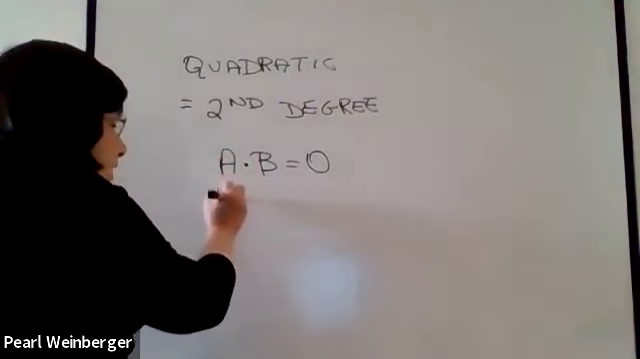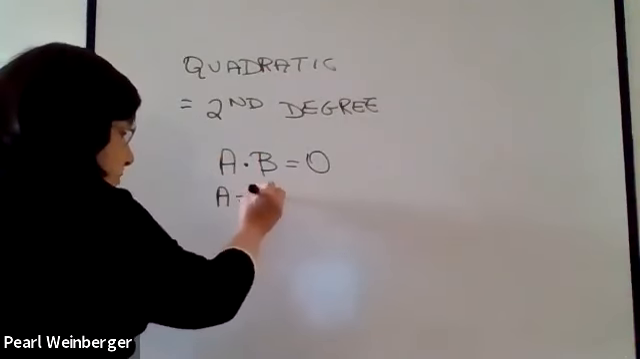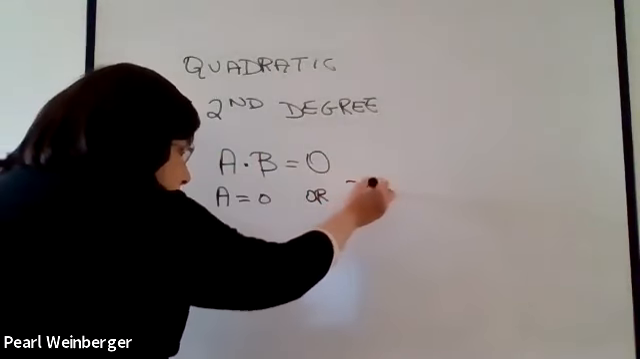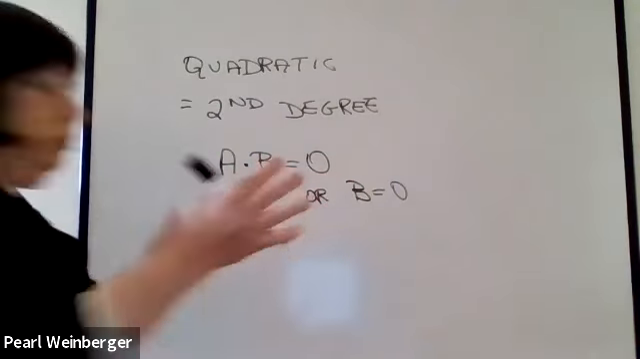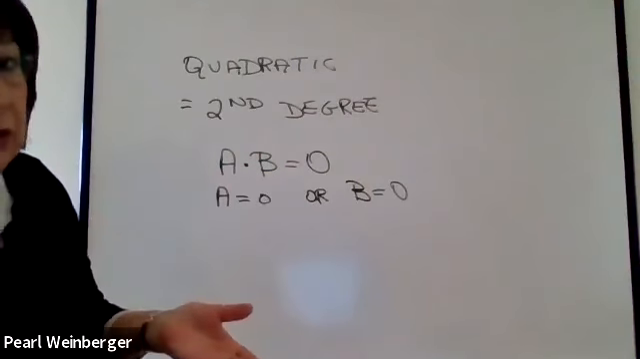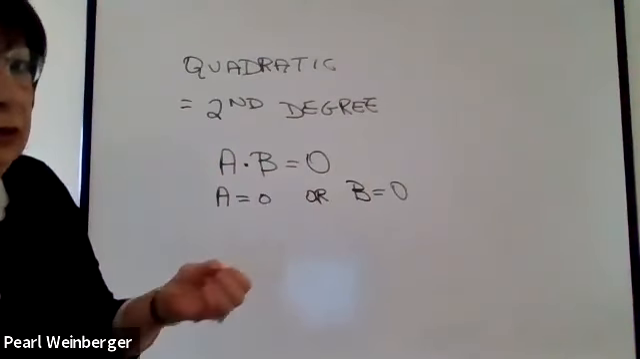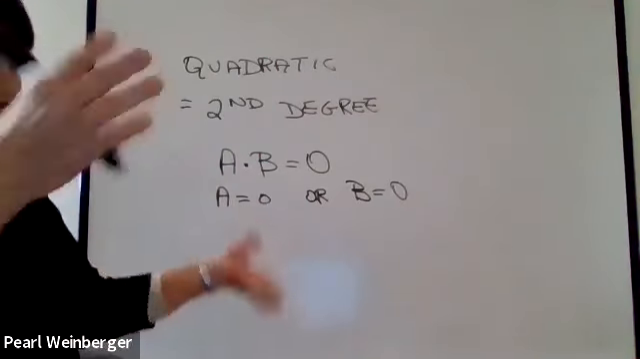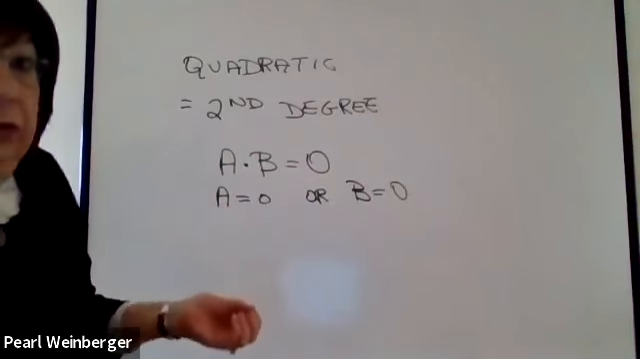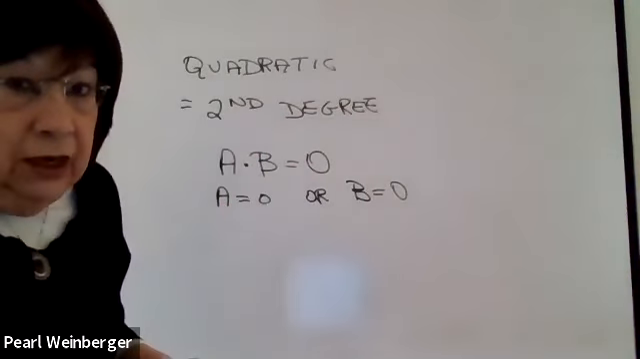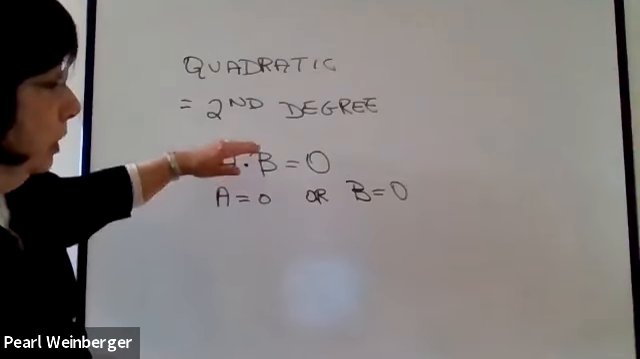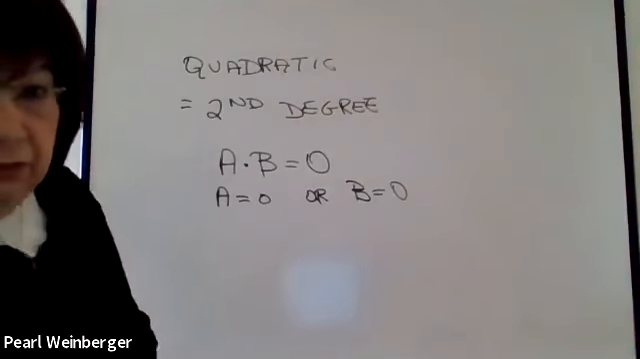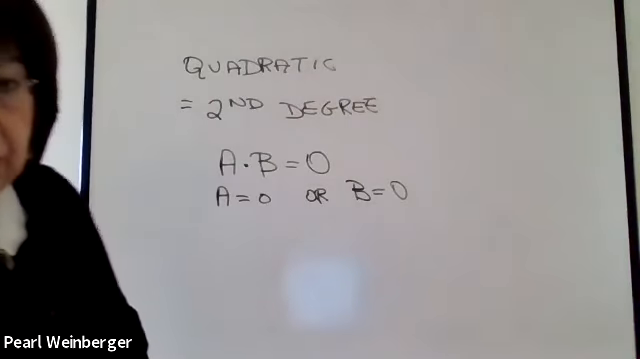It means that either the first number, the A, has to be equal to 0, or the second number has to be the 0. Or they both could be 0, because 0 times 0 is also 0. But it's not possible for A and B to be different numbers other than 0, like one being a half and one being a third. Then when you multiply them, you're not going to get 0 as your answer. As soon as you know that your answer is going to be 0, it means that one of your numbers must have been 0 to start out with.